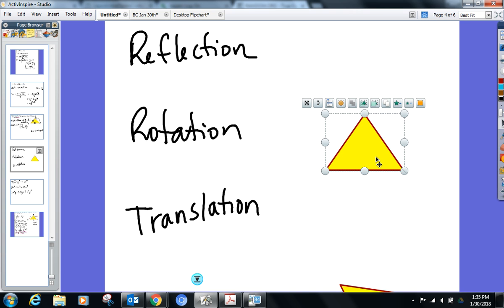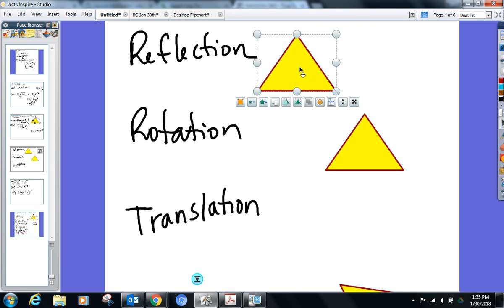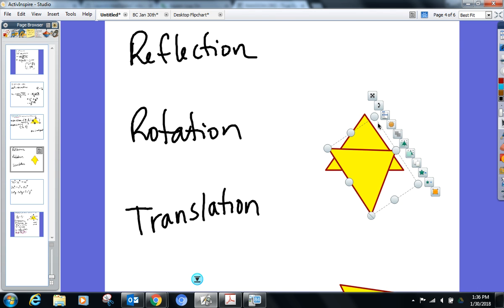Well, translation is this. What's a simple word for translation? Sliding it up, down, left, and right. And if you remember, if I slide a figure, does that change the size or shape? So what can I say about the 2 triangles? They're congruent. If I take a triangle and rotate it, aka turn it, are the 2 triangles still congruent? Yes. So we call those rigid motions because the 2 triangles ended up being congruent to each other.